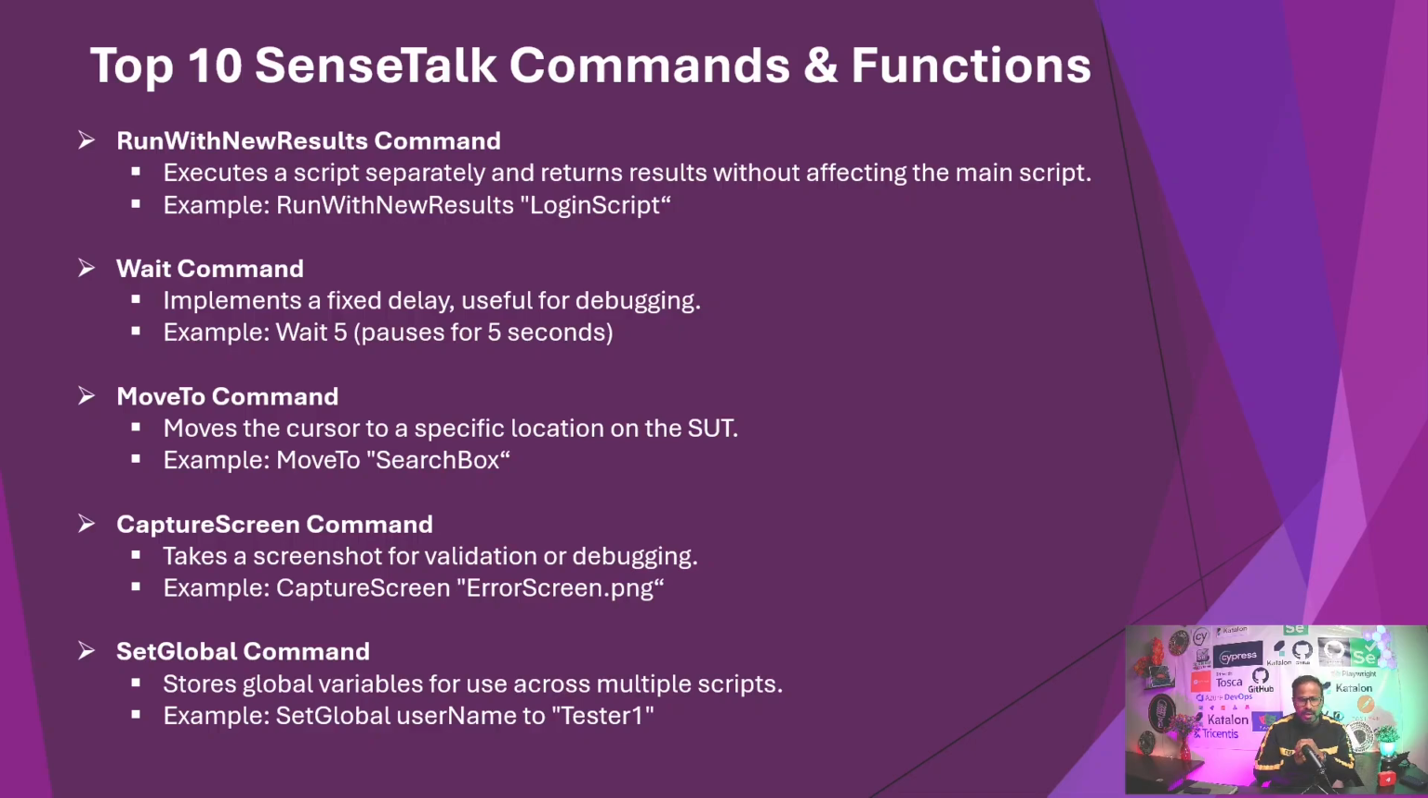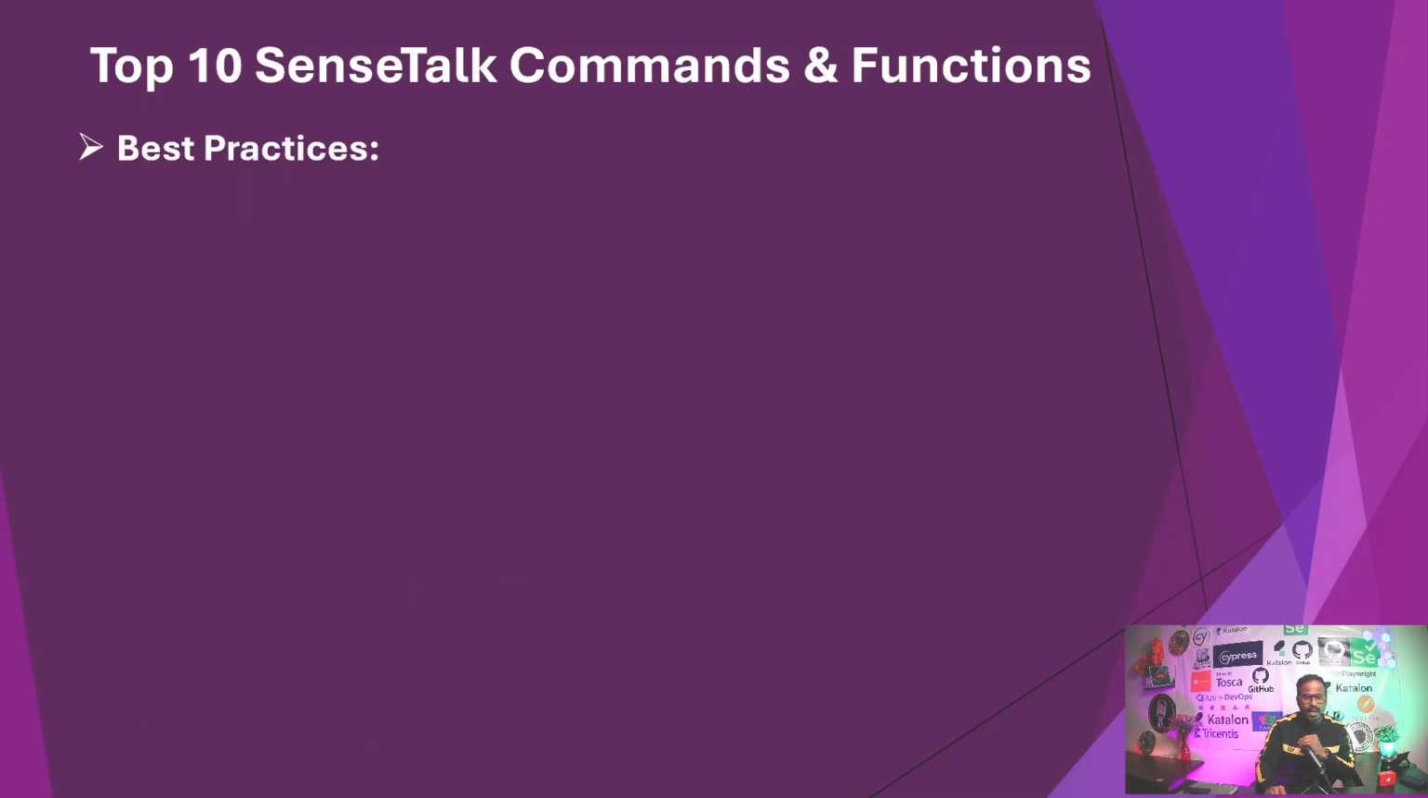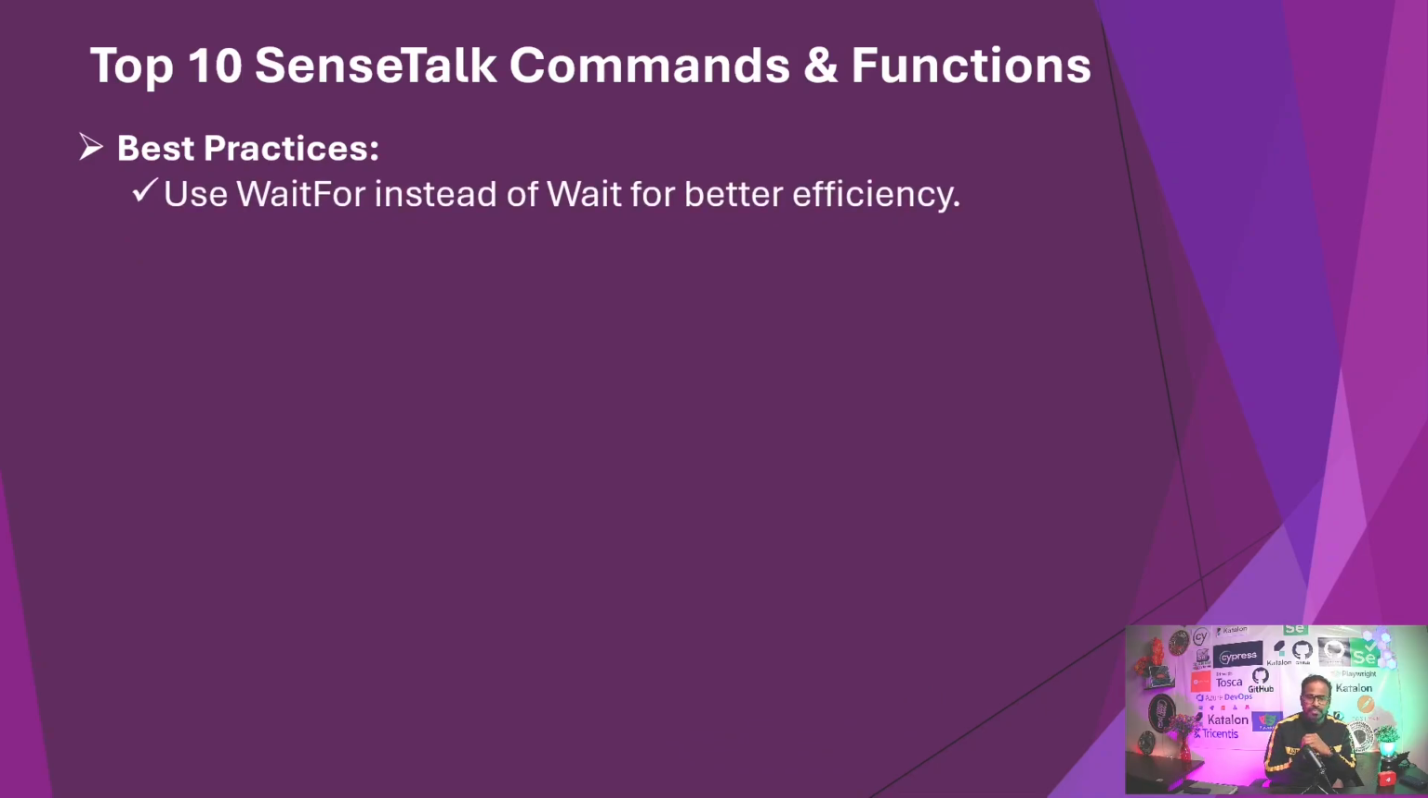So now, as we understand about SenseTalk, why we need to use SenseTalk and what kind of commands we can write using SenseTalk, let us go to our next agenda. Our next agenda is best practices. What are the best practices that you need to follow while writing your SenseTalk commands or functions? The first best practice is you need to use wait for instead of wait for better efficiency. As I told you, wait is a hard-coded value, wait for is a smart wait. It waits for an element to load or text to be visible on the screen.